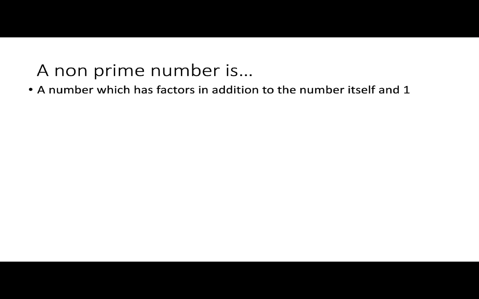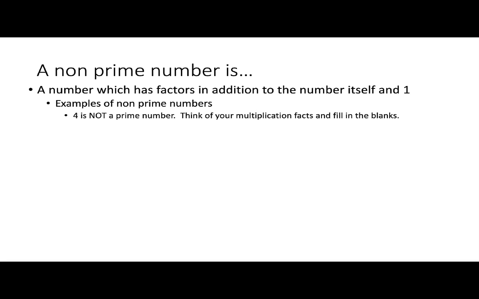A non-prime number is a number which has factors in addition to the number itself and 1. Let's do some examples. 4 is not a prime number. Think of your multiplication facts and fill in the blanks. If you think about it, you definitely have 4 and 1, but are there other facts we know? Yes, you probably remembered 2 times 2. So because there are other factors besides just 4, the number itself, and 1, this is not a prime number.